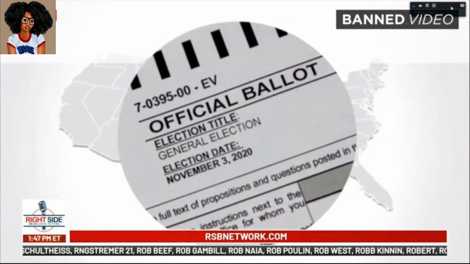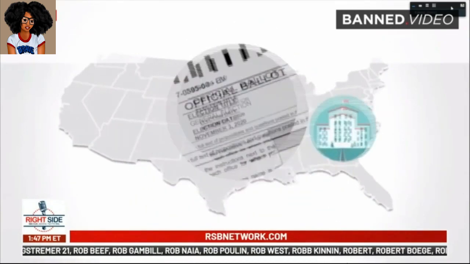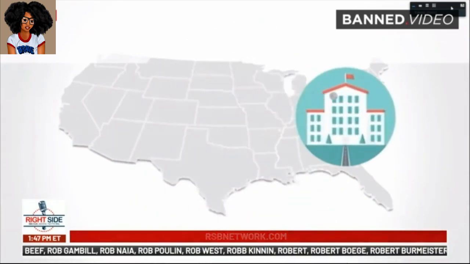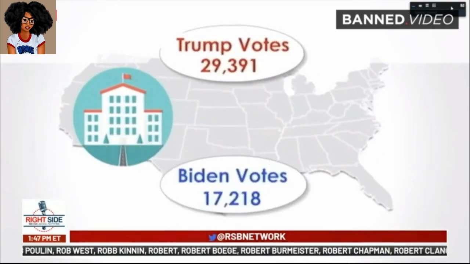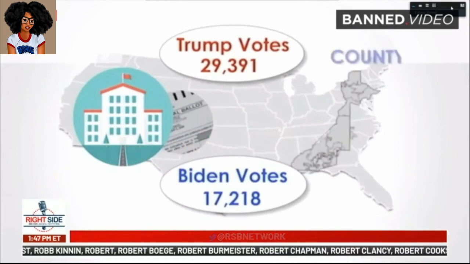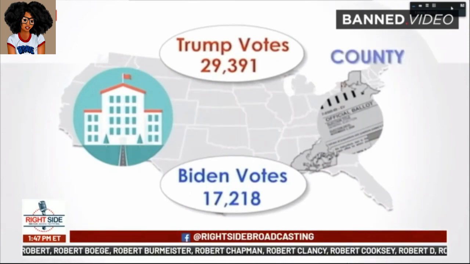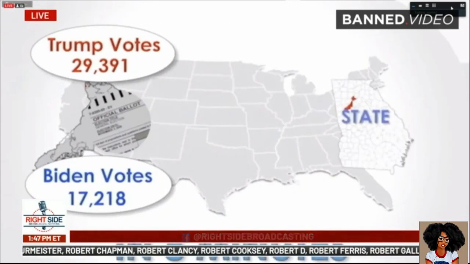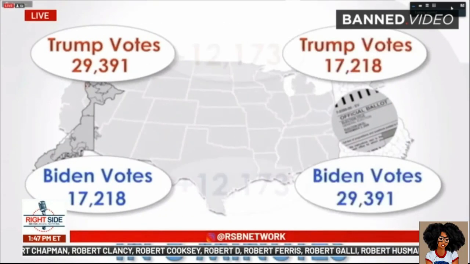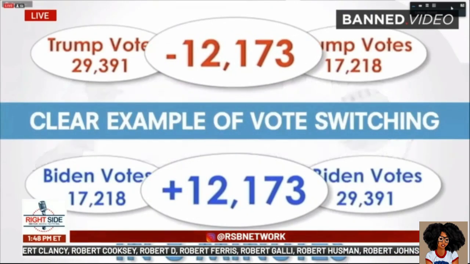Here, we have clear visibility of an event that occurred at the county level as we compare two data sources. In this case, Donald Trump reported 29,391 votes at 9/11 local time in Bibb County, Georgia. Simultaneously, Joe Biden was reported to have 17,218 votes. Minutes later, at the next reported time update from the precinct data sources, Donald Trump is reported to have 17,218 votes, and Biden now has 29,391 votes. A clear and exact switch of vote totals between candidates.